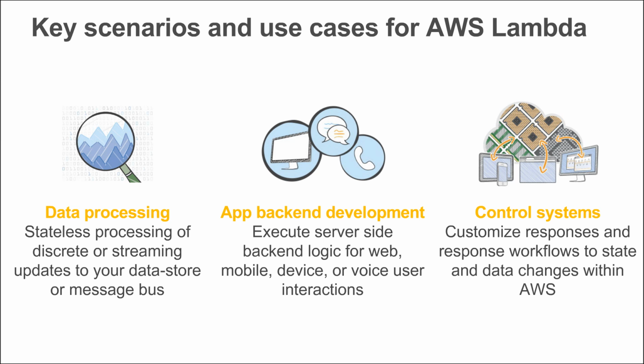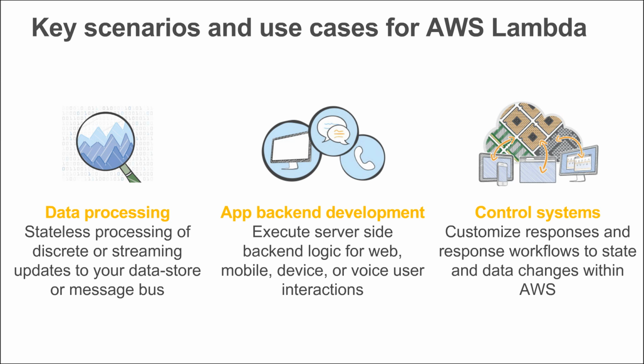For example, if you have one of the data services like S3 or Kinesis streams triggering the Lambda function, what you most probably would want to do there is to do stateless processing of discrete or streaming updates to your data store. So here you can think of examples like, you have a file coming into S3 and you want to process that file. It's an image which you want to do image transformation on. It's a video which you want to transcode. Or you have a stream of data coming into Kinesis, such as Twitter feeds or social media updates or your user clickstream data, and you want to process that stream of data. So those are examples of stateless data processing workflows which you can build using AWS Lambda.